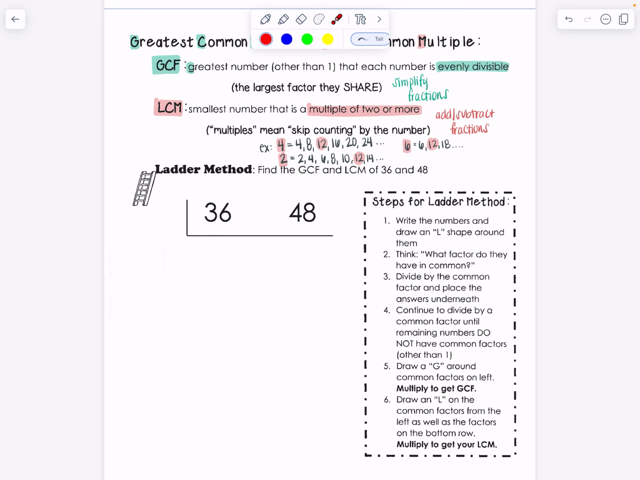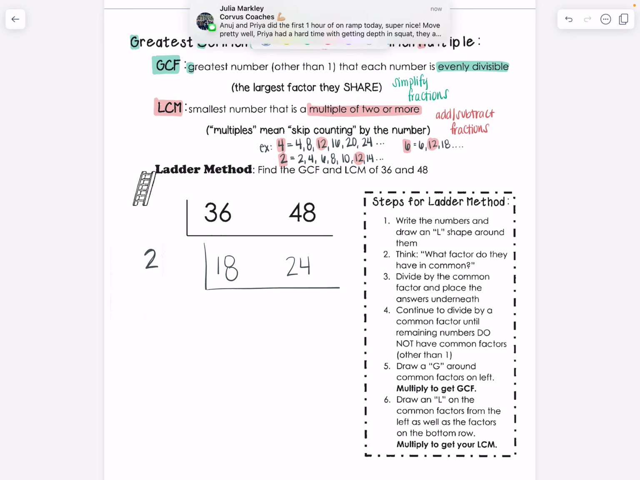Step 2 says, what factor do they have in common other than a 1? I do not want to pull out a 1 because I'm not breaking it down any. These two numbers are both even, so they definitely have a 2 in common. So I'm going to write the 2 on the outside, and then divide the numbers by 2. 36 divided by 2 gives me 18, and 48 divided by 2 gives me 24. And then I'm going to draw another rung of the ladder. I'm going to do that again.